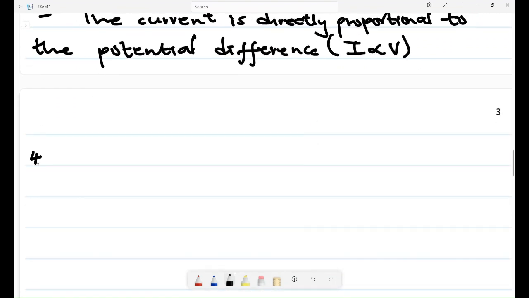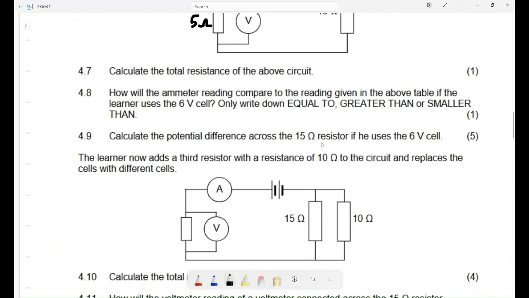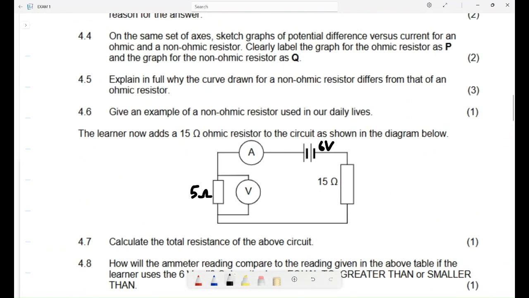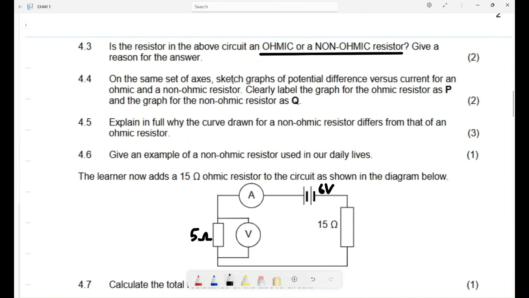Now 4.4. They say to us, on the same set of axes, sketch the graph of the potential difference versus the current for an ohmic and non-ohmic resistor. Clearly label the graph for the ohmic resistor as P and the graph for the non-ohmic resistor as Q.